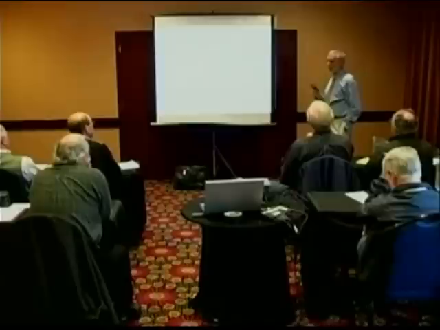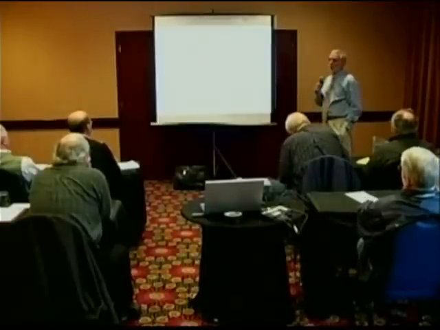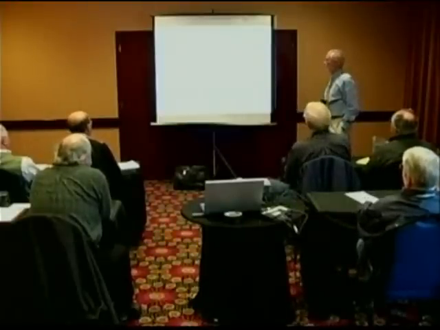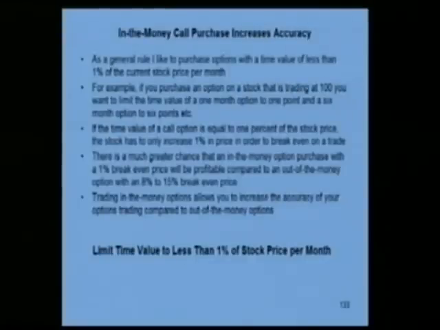And if you do that, you're going to have a much higher probability of success, because if the option only has 1% time value, that means the stock only has to increase 1% to break even. So you're going to have a much higher probability that you're going to be profitable if the stock only has to go up 1%, as opposed to 8.6%. So trading in the money options allows you to increase the accuracy of your options trading compared to out of the money options. So again, as a general rule of thumb, limit the time value to less than 1% of the stock price per month.